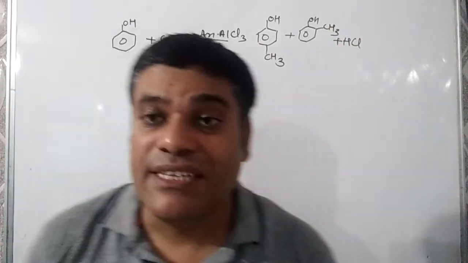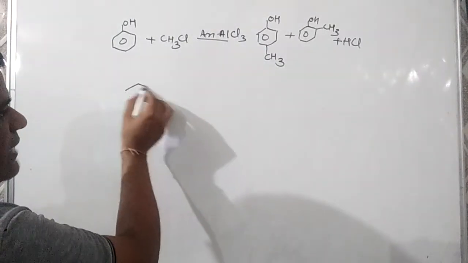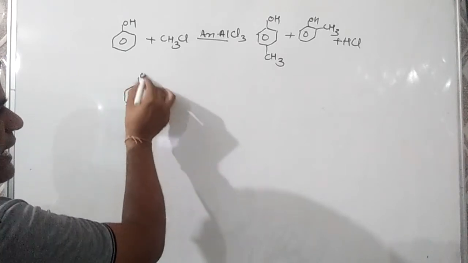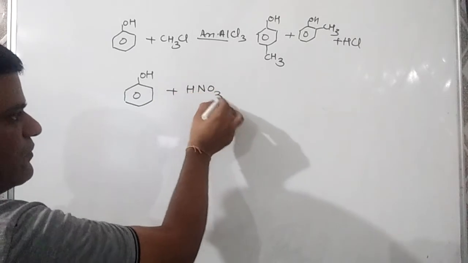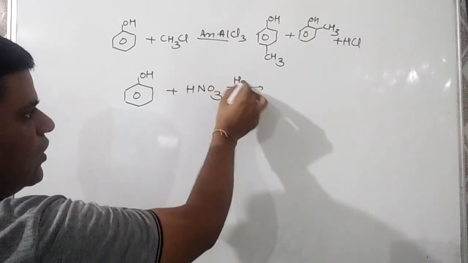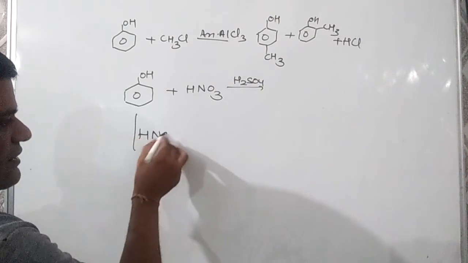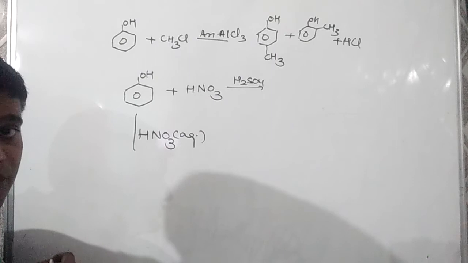Next will be nitration. That is also a very, very important question. Nitration can also take place in two ways. Phenol can react with HNO3 in the presence of concentrated H2SO4, or the second way is phenol can react with dilute HNO3.